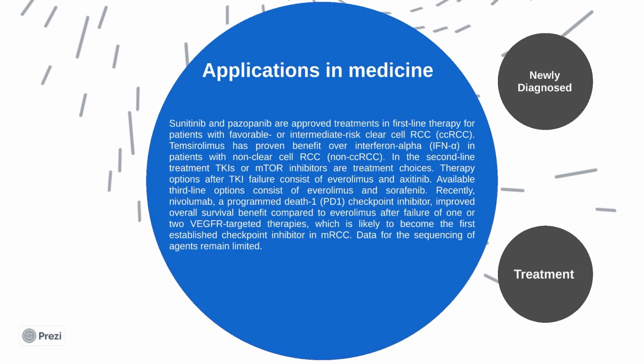Sunitinib and pazopanib are approved treatments as first-line therapy for patients with favorable or intermediate-risk clear cell RCC. Temsirolimus has proven benefit over interferon alpha in patients with non-clear cell RCC. In the second line, treatment, the TKIs or mTOR inhibitor are treatment choices.